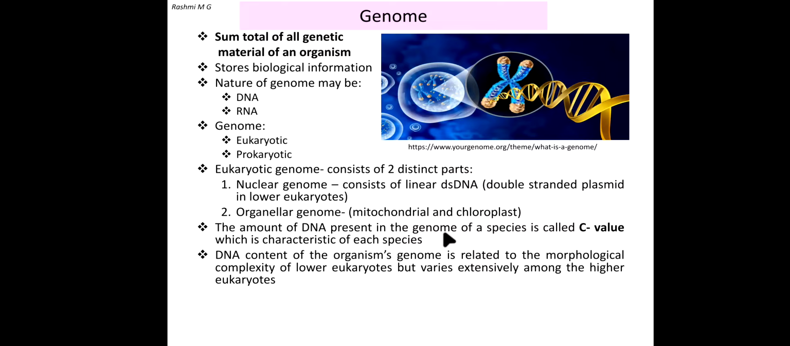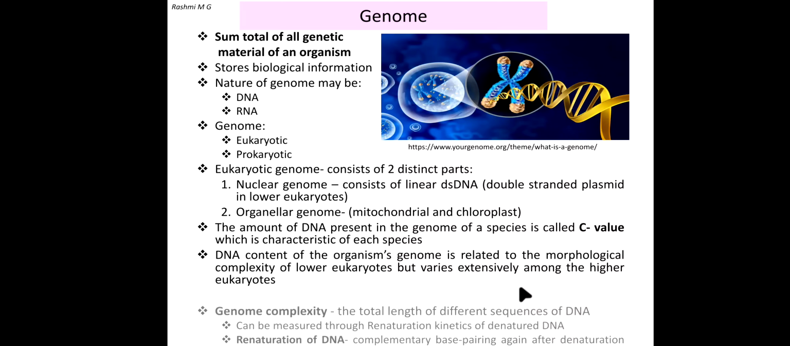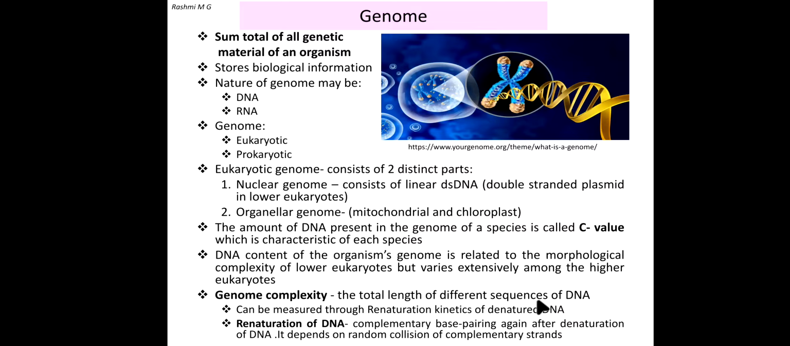The amount of DNA present in the genome of a species is called the C value, which is characteristic of each species. The DNA content of the genome is related to the morphological complexity of lower eukaryotes, but varies extensively among higher eukaryotes also. What is genome complexity? It is the total length of different sequences of DNA, and it can be measured through renaturation kinetics of denatured DNA.